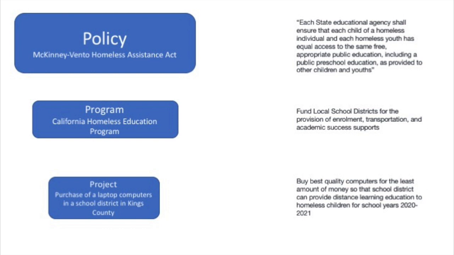Now, they also have projects, and the projects are very specific. For example, purchase laptop computers for a school district in Kings County, California. That's very specific. Just go buy the computers for the best quality, the least amount of price, so that we can deliver distance education for this school year, right? So you start from a policy above that says you have to provide services. The program puts in place, this is how we're going to provide and fund the services, and the projects are the specific tasks, if you will, under programs, right?